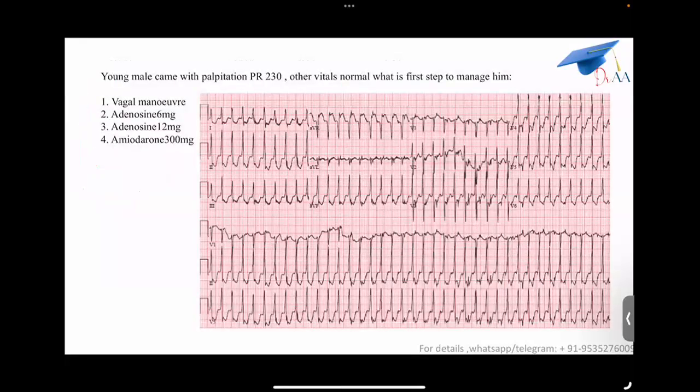We have a young female who comes with palpitations, and her pulse rate is 230 beats per minute. Other vital parameters are normal. What is the first step to manage her? Vagal maneuver. Vagal maneuver is the first step here because this patient doesn't have any life-threatening features, and it is a narrow complex regular tachycardia. So vagal maneuver will be the first step.